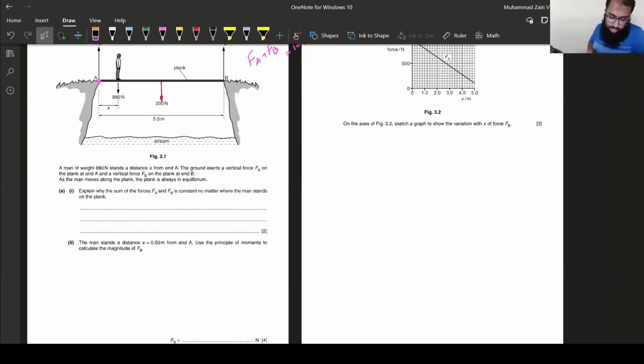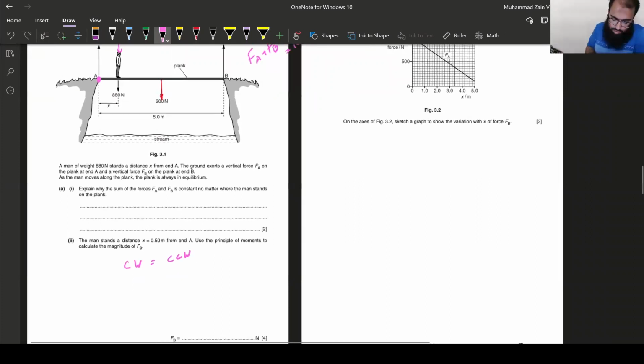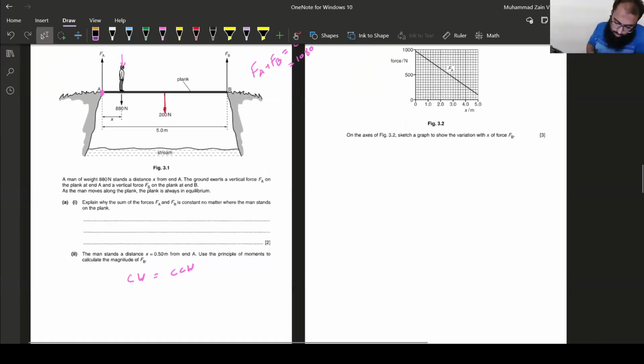Now, if A is my pivot, there are some forces acting. The first force is being acted by the man. This force is at a distance x, which they've given me to be equal to 0.50 meters. And this moment is clockwise. The standard notation is you use a negative for clockwise and a positive for counterclockwise, but it's up to you however you use this. Or I could say that clockwise moment must be equal to counterclockwise moment, whichever way you studied it, the answer would be the same. So clockwise moment equals counterclockwise moment.